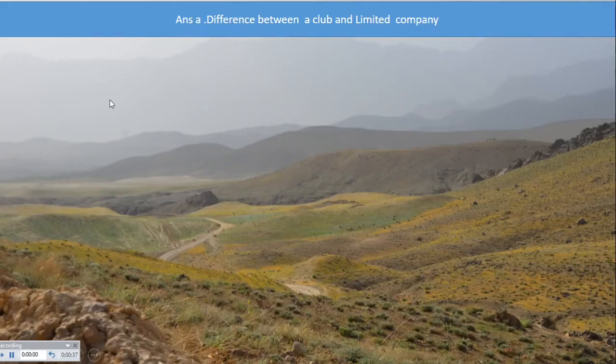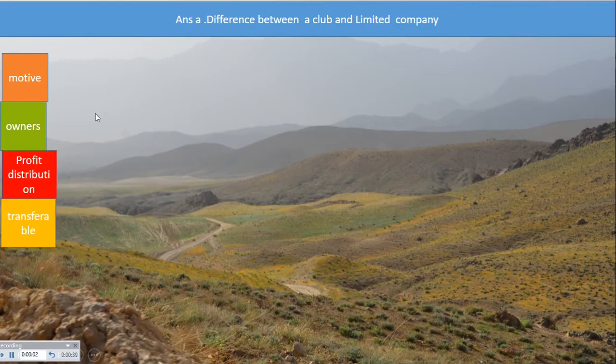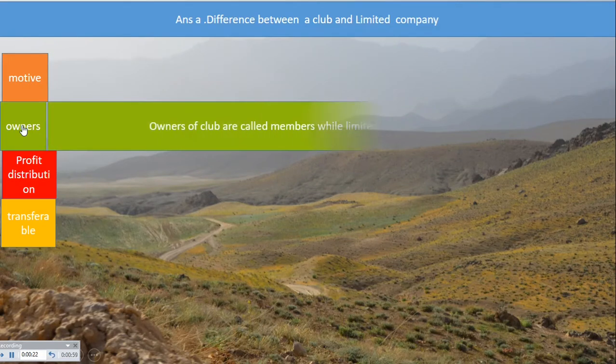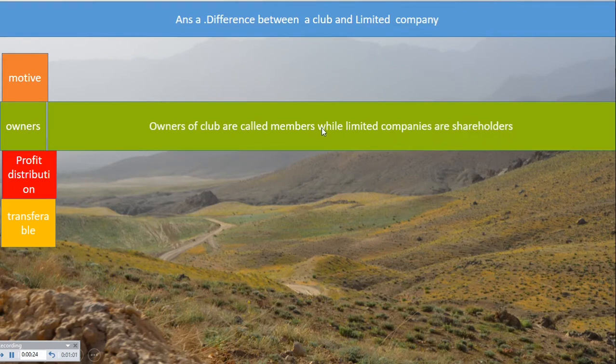If you look at the differences, you can give a number of reasons. Difference between a club and a limited company. First, on the basis of motive: clubs are established for the welfare of members, that's without profit motive, while limited companies are established for profit motive. The owners of a club are called members, while the owners of limited companies are called shareholders, that we know.